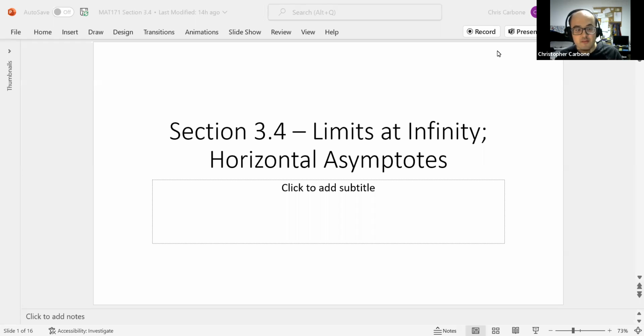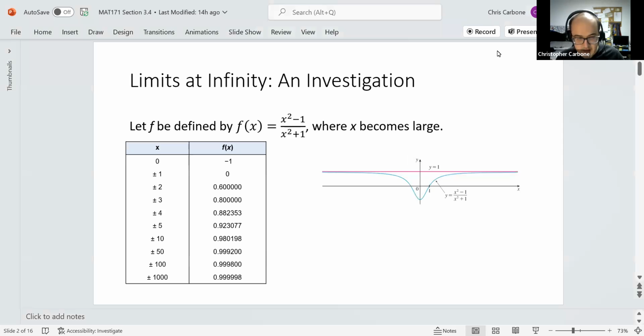Welcome to section 3.4 on limits at infinity and horizontal asymptotes. Before jumping right in, we have an investigation of limits at infinity. Let f be the function defined by f of x equals x squared minus 1 divided by x squared plus 1, where x becomes large.